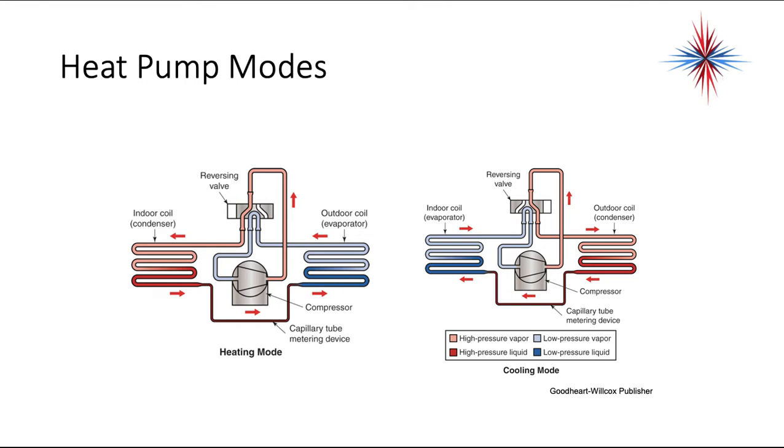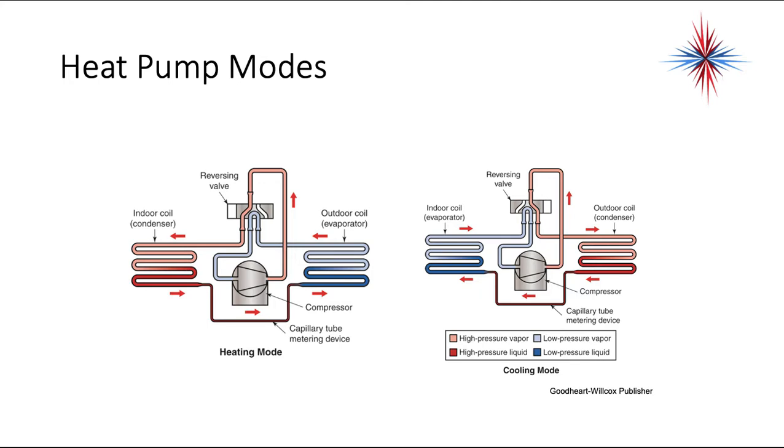So if we are in a heating mode, my indoor coil is warmer than the surrounding air and is releasing heat, and it performs the function of a condenser. The outdoor coil is the evaporator, which is cooler than the surrounding air, and it absorbs heat. We have a reversing valve, which is the valve that actually reverses the functionality of the indoor coil and the outdoor coil. So when we go into cooling mode, the reversing valve switches position.